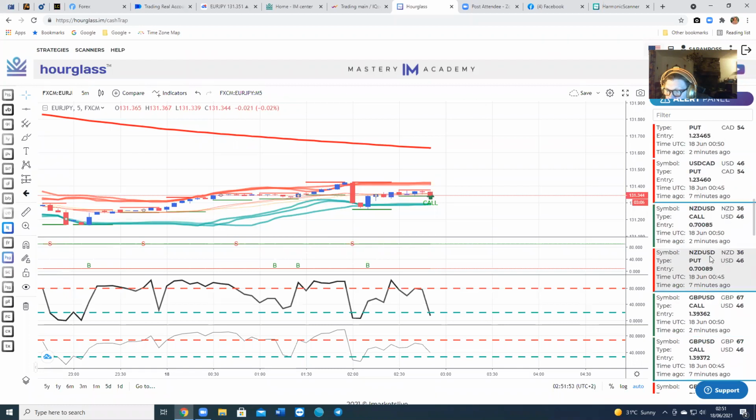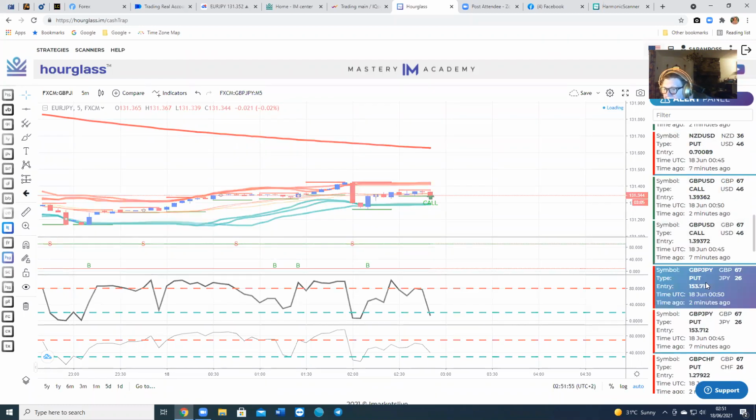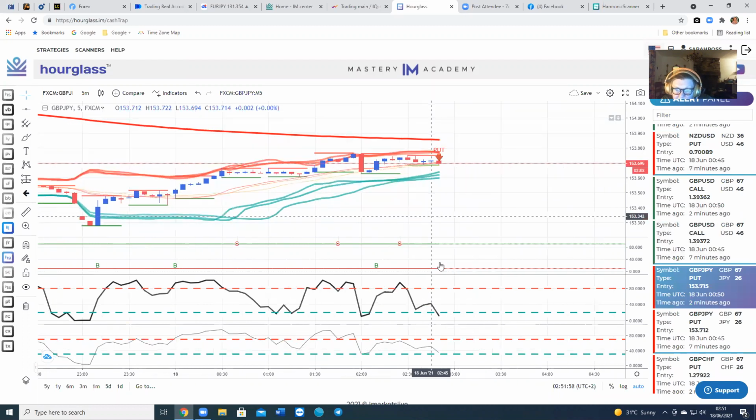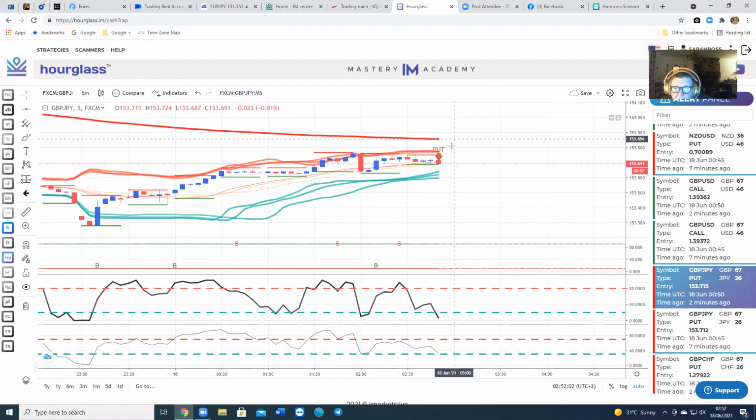That's quite sort of flatlining. And let's have a look down at GJ. 67 to 26. Nicely oversold. Got our moving average above us though. Again, it's off the midline.